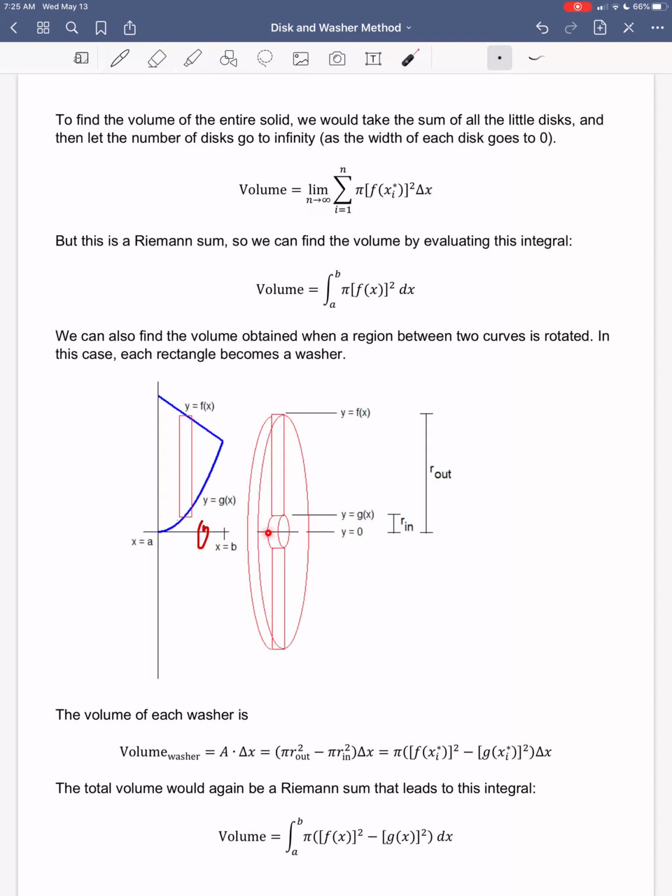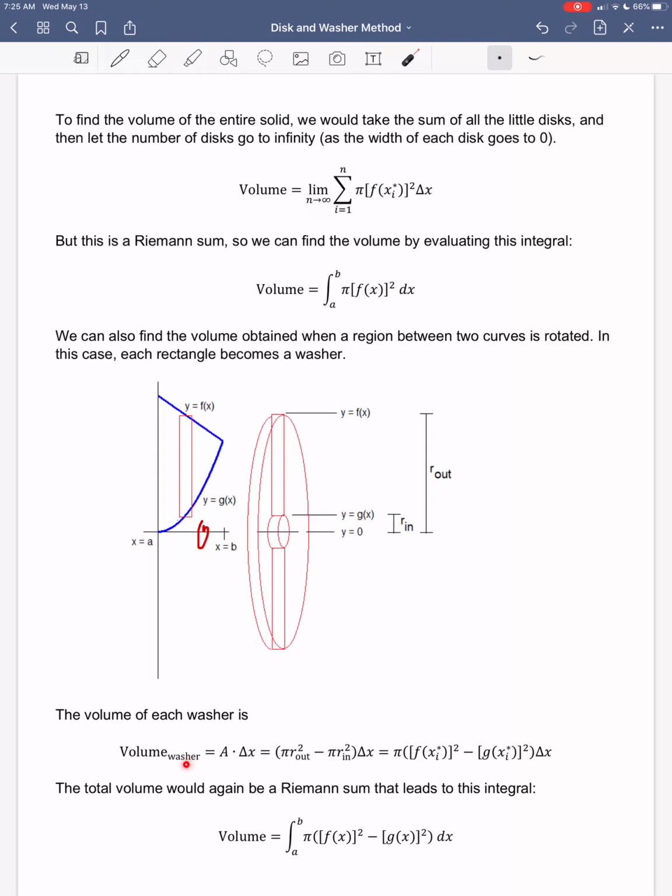And to find the volume of the washer, you could think of it as the volume of the outer disc minus the volume of this hole. And so to find the volume of the outer disc, I need what I might say is the outer radius. And to find the volume of the hole, I would need the inner radius. And so that's what I've got down here.